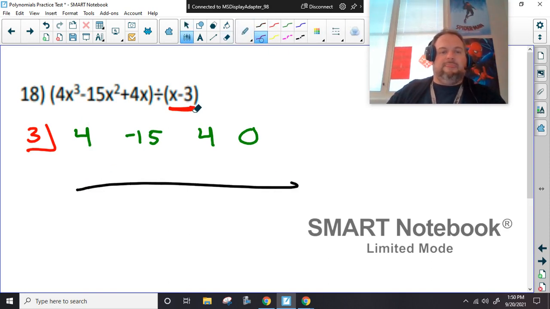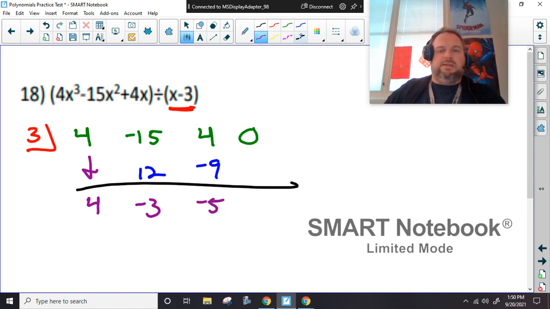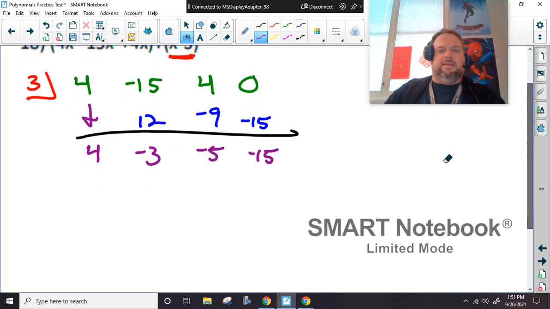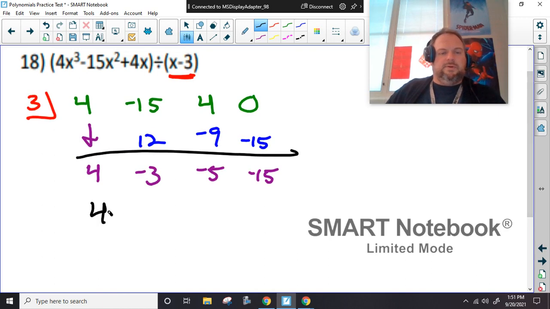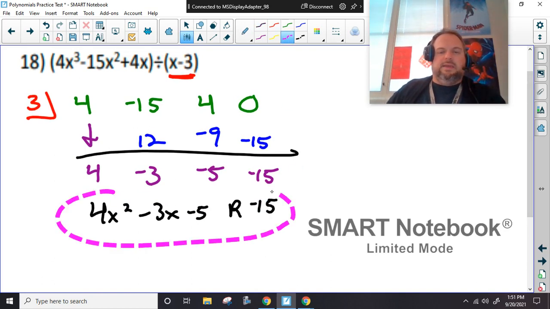All right. So 4. 3 times 4 is 12. -3. 3 times -9. -5. So this starts to the third. So it's 4x squared minus 3x minus 5, remainder -15. All right. And that's it.